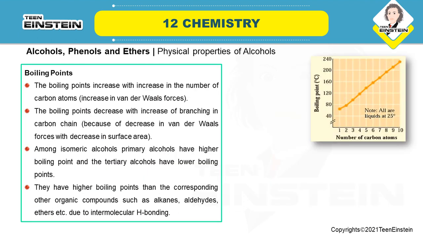Now the third physical property that we will see is boiling point. Boiling point increases with increase in number of carbon atoms. It is very simple to understand, because when you are increasing the number of carbon atoms, mass is increasing, and when mass is increasing, van der Waals forces also increase. So that is why boiling point directly increases.